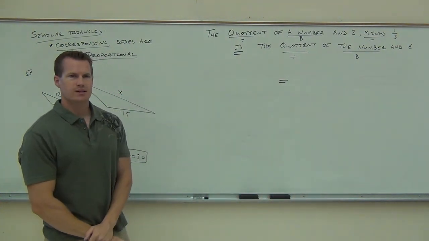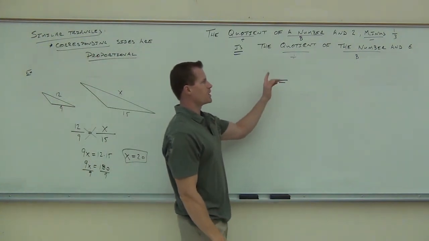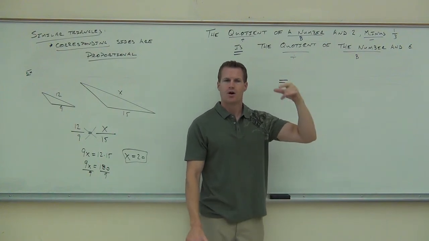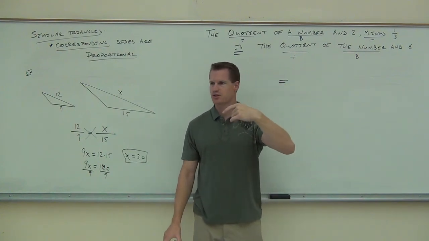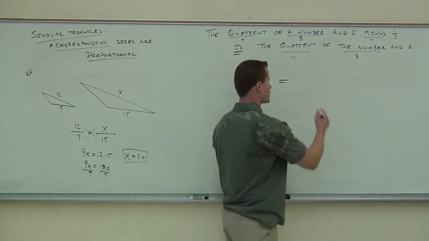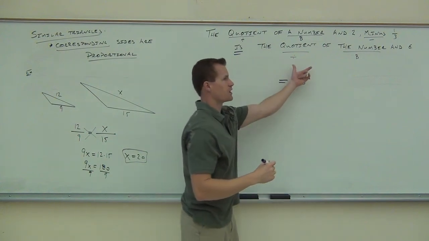Let's go ahead and do the right side. It's going to be a little bit easier. Let's figure out what the quotient of B and 6 means. We're going to have a fraction here, so that's division. What's going to go on top? B. Good, that's written in order. So here on the right side, we'll have B over 6. This is the quotient of B and 6.